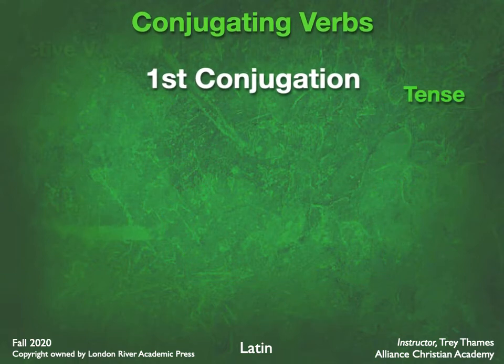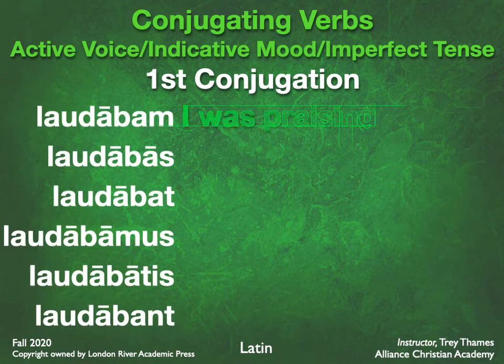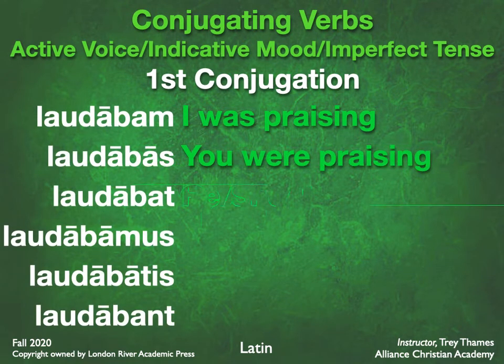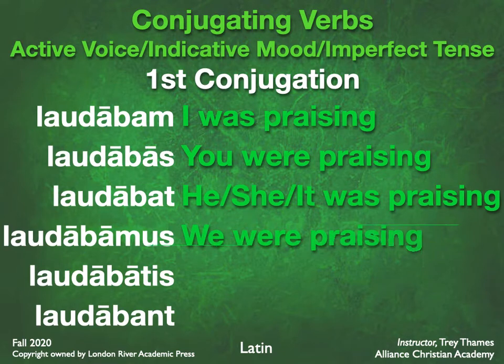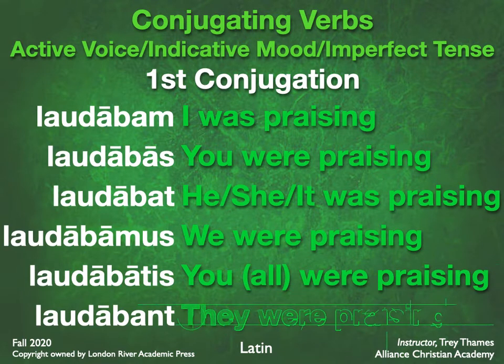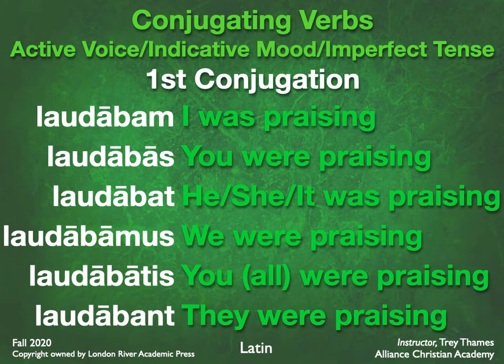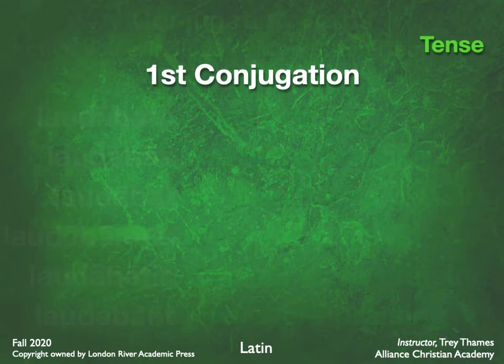What about translating? In the imperfect tense, here's how you translate. I was praising, you were praising, he, she, it was praising, we were praising, you all were praising, and they were praising. So this is action that's happening in the past, but we call it imperfect because it's not complete. The word perfect means complete action. We'll talk about complete action later. That's the perfect tense. This is imperfect. It's incomplete. So it's happening in the past, but it is ongoing in the past. I was praising. It was ongoing. You were praising, etc.